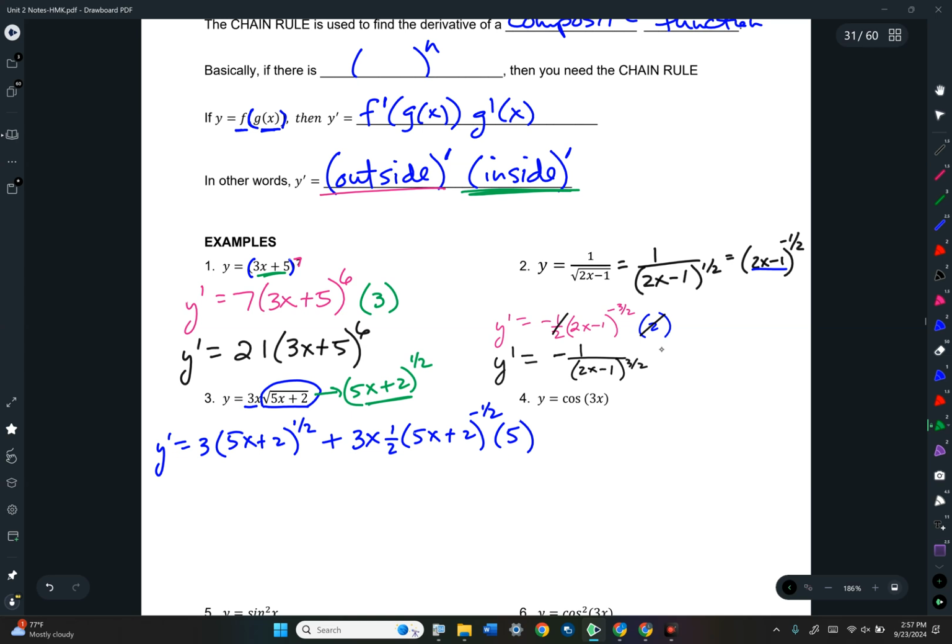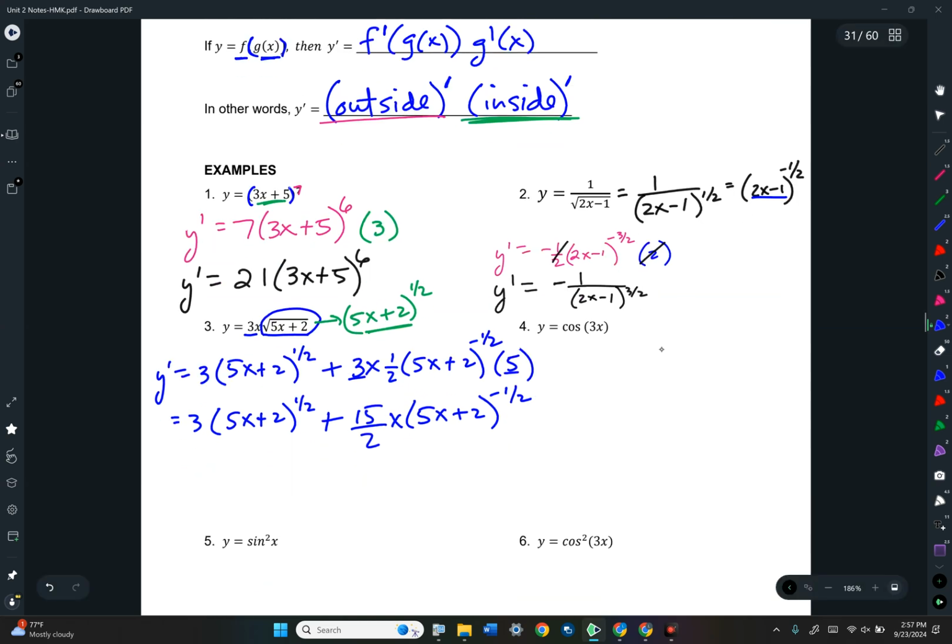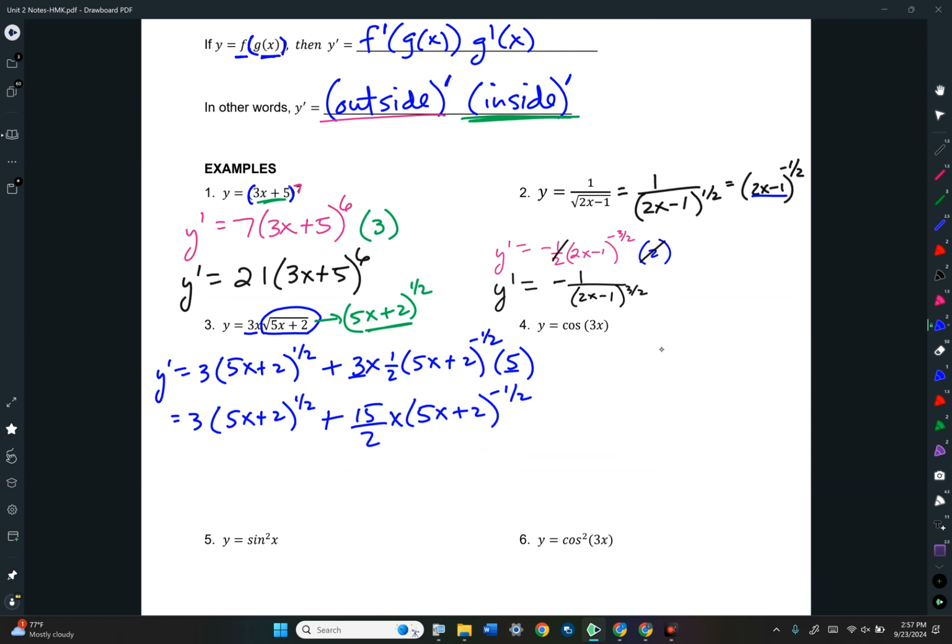Now I'm going to clean this up. Here's what I have. I've got 3, and then that parenthesis to the 1/2. Now over here, I'm going to multiply this 3 and this 5. That's going to be 15 halves, and then I have an x, and then I have the parenthesis 5x plus 2 to the negative 1/2. Okay, so far.